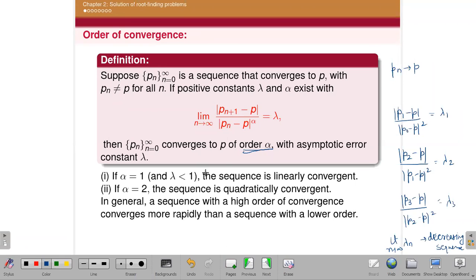So for alpha equal to 2, the sequence is converging to P with quadratic convergence, meaning with order 2. Obviously, if you take higher order convergence, it will converge more rapidly to the root than a sequence with lower order. So quadratic convergence will give you the root faster than linear order convergence. Similarly, cubic convergence or fourth order convergence may occur in any method. Any doubt in this definition?